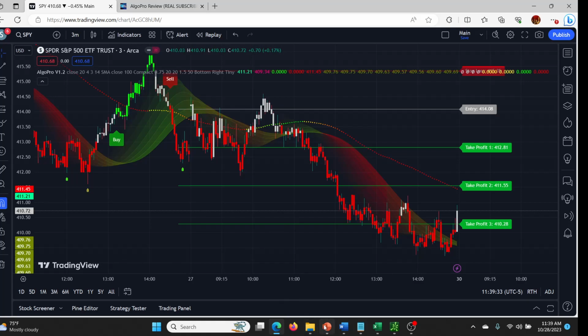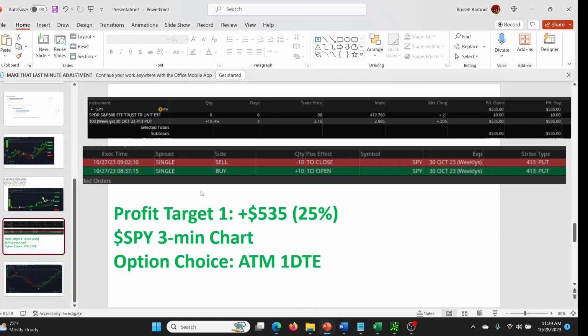So let me show you some of the details. Here are screenshots from my brokerage accounts showing the times of execution.